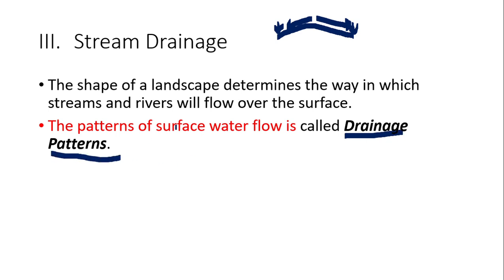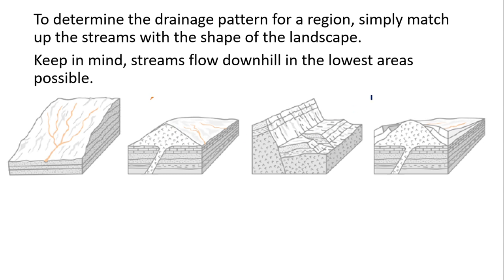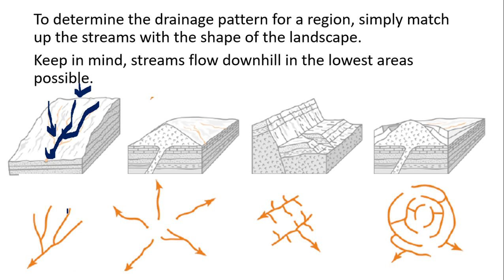So let's take a look at some. Okay, so in order to determine the pattern of the region, you have to kind of look and picture which way the streams are going to move. So if I took water and poured water over here, all of that water, whether it's on this side here, is going to flow down into that kind of middle area, leaving a drainage pattern that looks like this.